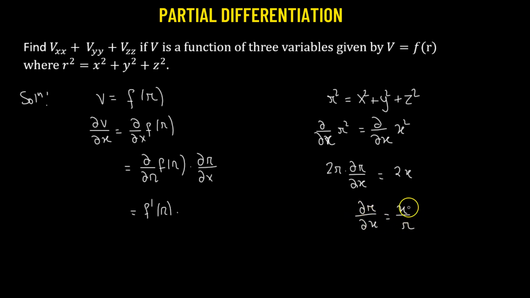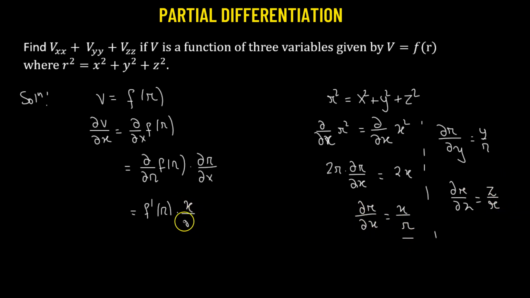such that partial of r with respect to x equals x over r. In similar fashion, if we take the partial derivative of r with respect to y, we will get y over r, and partial of r with respect to z will be equal to z over r. We'll be using these values later on, but first let's use partial of r with respect to x, and we'll replace it with x over r. So this is the partial derivative of our function v with respect to x.